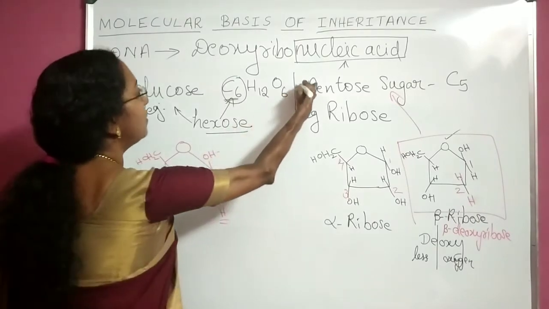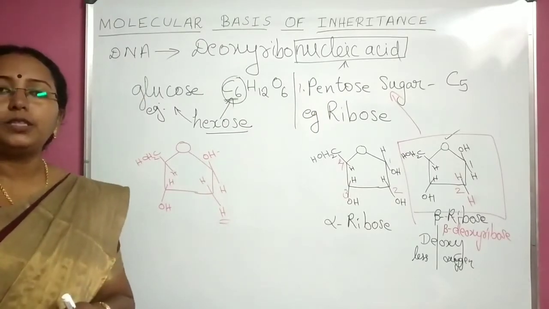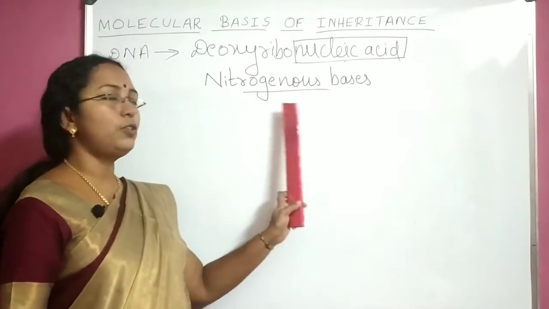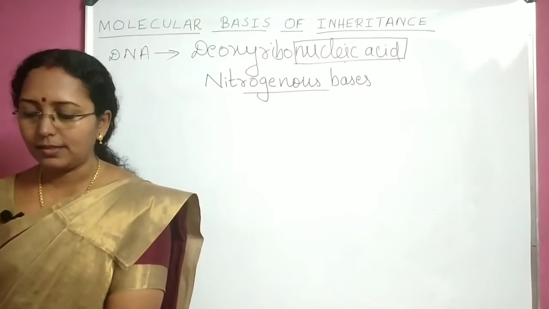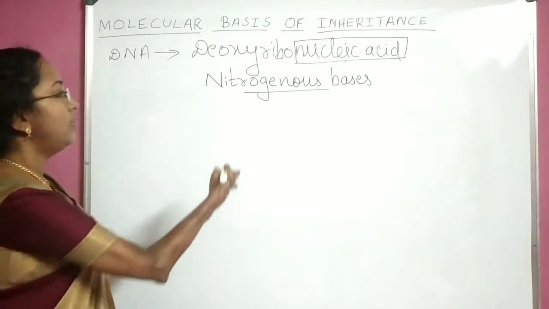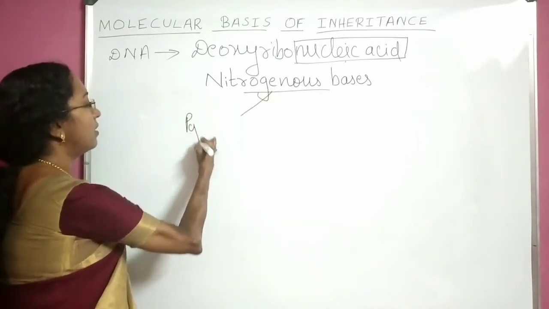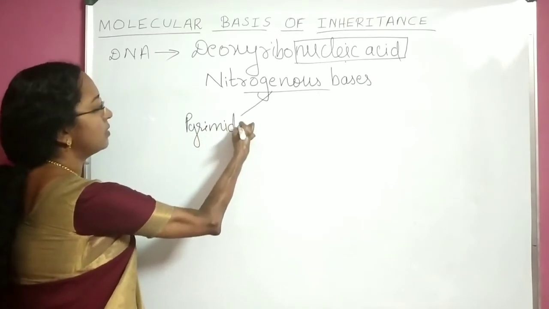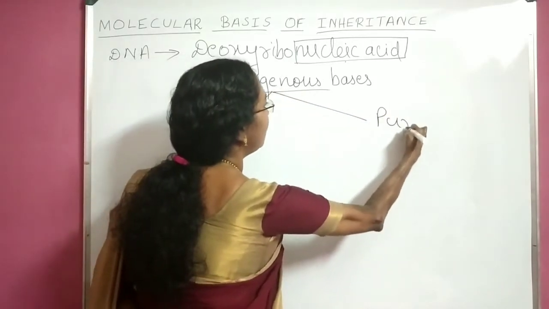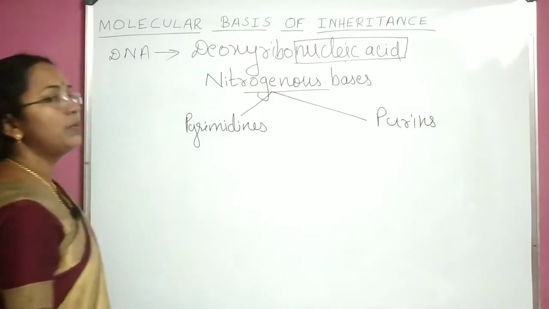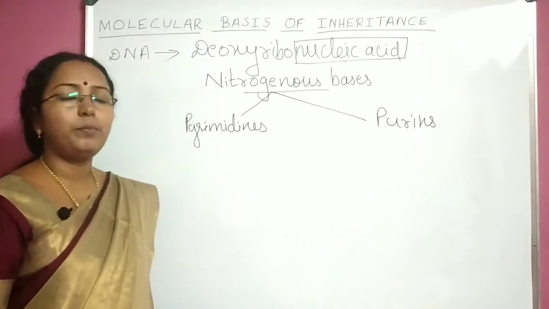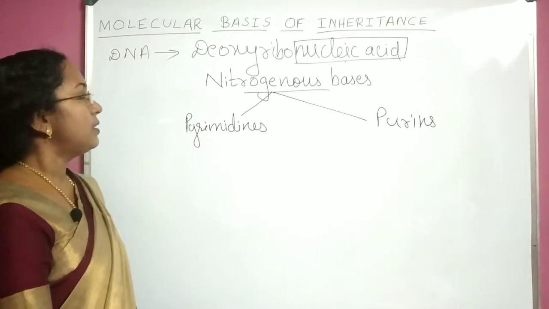Now let us look into the next component. So the pentose sugar is over. The next component was nitrogenous bases. Let us look into that one by one. Moving on to the nitrogenous bases. Nitrogenous bases can be categorized into two: the pyrimidines and the purines. So what is this nitrogenous base actually?